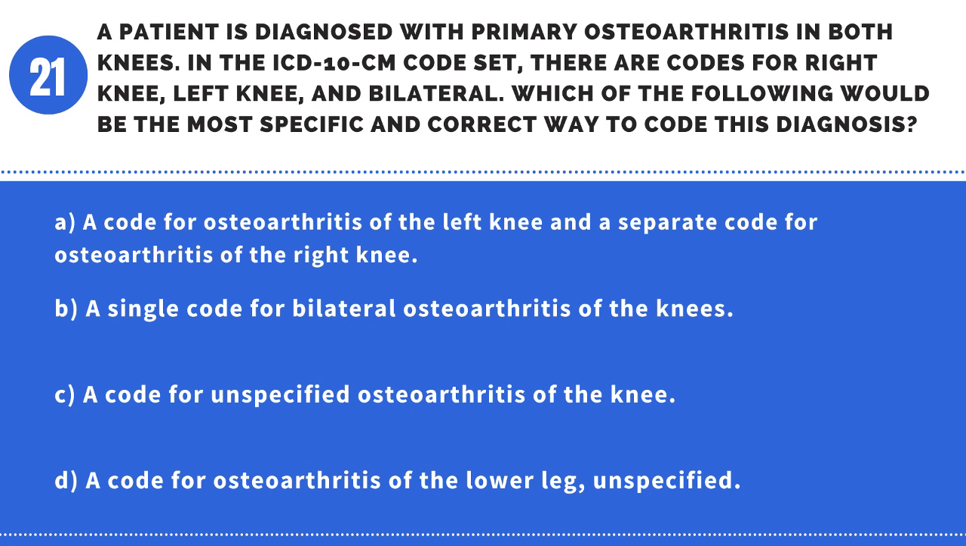Question 21. A patient is diagnosed with primary osteoarthritis in both knees. In the ICD-10-CM code set, there are codes for right knee, left knee, and bilateral. Which of the following would be the most specific and correct way to code this diagnosis? A. A code for osteoarthritis of the left knee and a separate code for osteoarthritis of the right knee. B. A single code for bilateral osteoarthritis of the knees. C. A code for unspecified osteoarthritis of the knee. D. A code for osteoarthritis of the lower leg, unspecified.